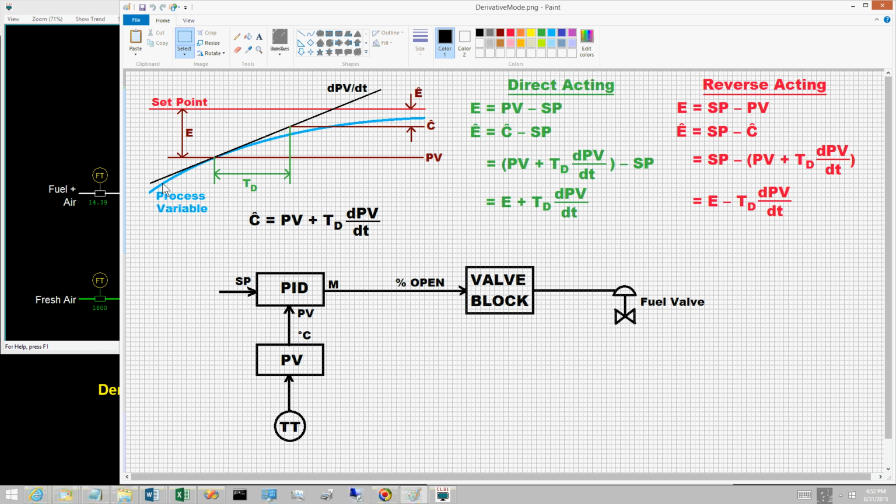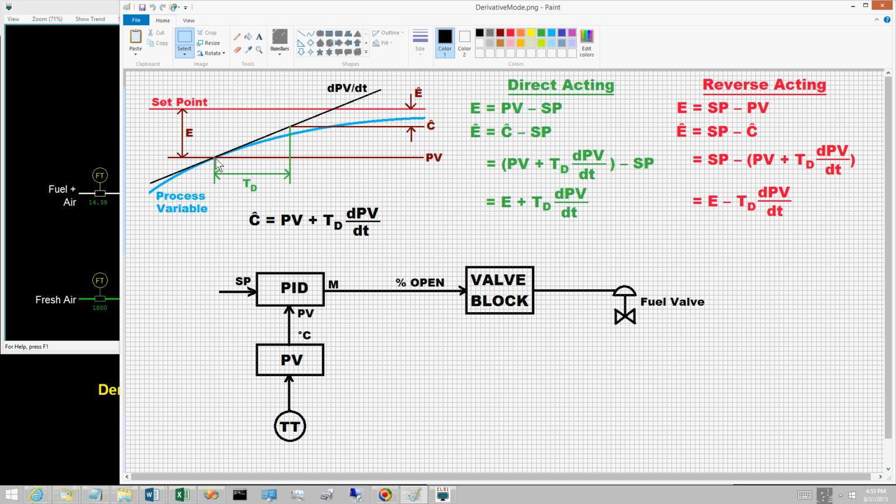Consider the trend in the illustration. The process variable is below the set point, but moving toward the set point. At a point in time, two items of information are available for the PV: its current value, and its rate of change, or dPV/dt. Issues arise in computing dPV/dt, but these will be deferred to a subsequent video.